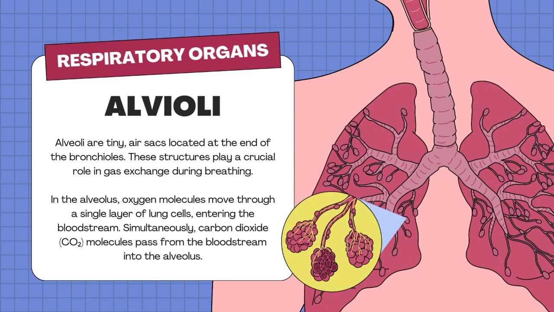Alveoli. Alveoli are tiny air sacs located at the end of the bronchioles. These structures play a crucial role in gas exchange during breathing. In the alveolus, oxygen molecules move through a single layer of lung cells, entering the bloodstream. Simultaneously, carbon dioxide (CO2) molecules pass from the bloodstream into the alveolus.